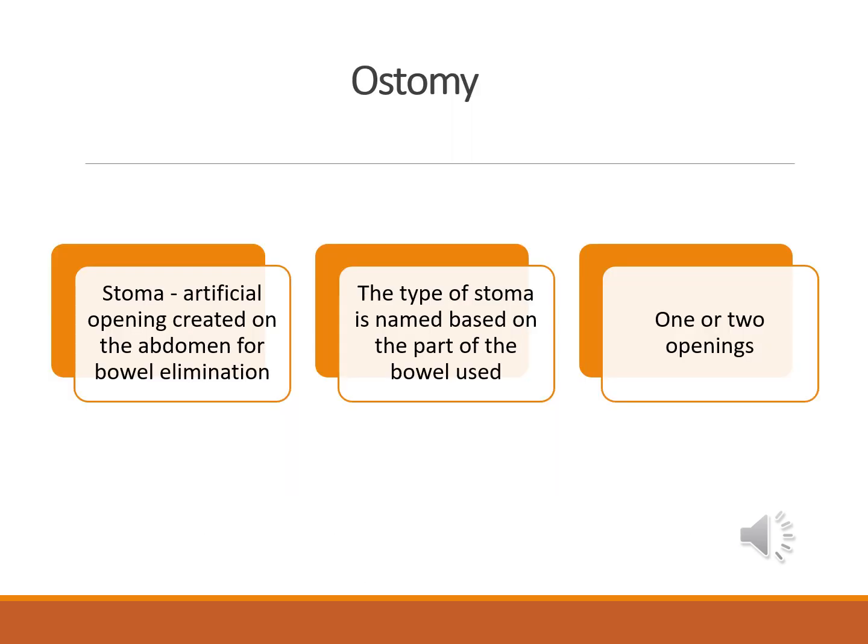A stoma is an artificial opening created on the abdomen for bowel elimination when the lower GI tract is damaged or diseased. The type of stoma is named based on the part of the bowel used. A colostomy involves the colon, while an ileostomy involves the ileum. Stomas may have one or two openings. The proximal stoma releases fecal matter, while the distal stoma emits mucus.